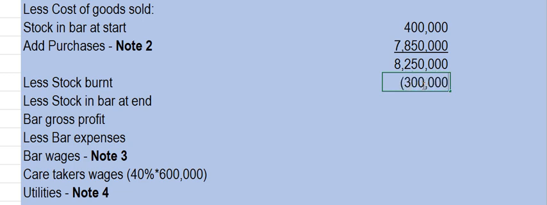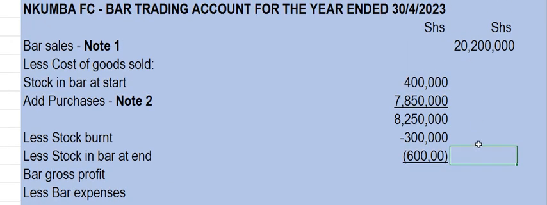Stock was damaged. Then of course I will also list the stock in bar at the end. Stock in bar at the end is how much? That is 600,000, the closing stock. So I'll get my cost of goods sold.